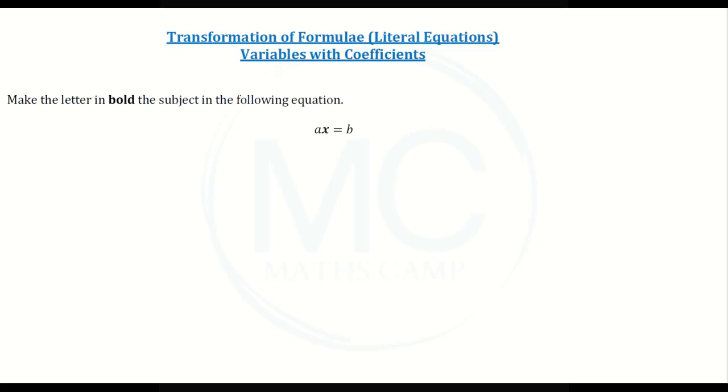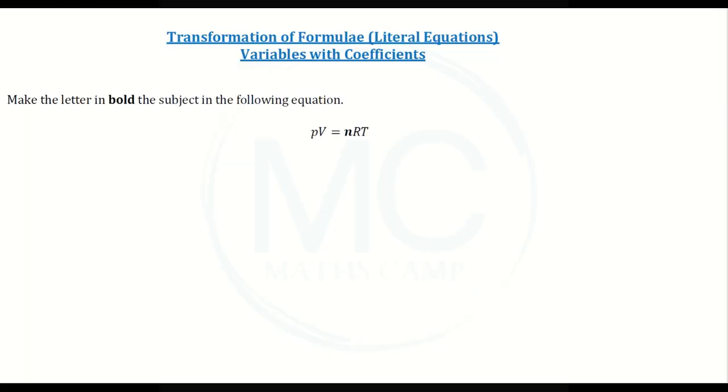Make the letter in bold the subject of the following equation. Ax is equal to b. X is our bold letter. It is multiplied by a. The opposite operation of multiplication is division. And remember, what you do to one side, you do to the other. So let's divide both sides by a. Ax over a is equal to b over a. On the left side, the a's will cancel, and we're left with x. And on the right side, we now have b over a, and x is the subject of the formula.